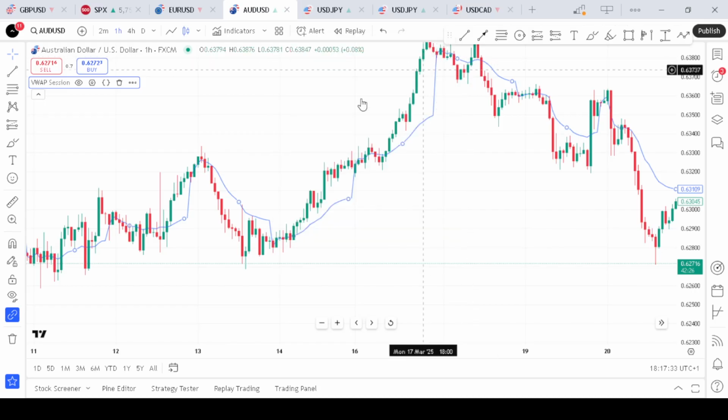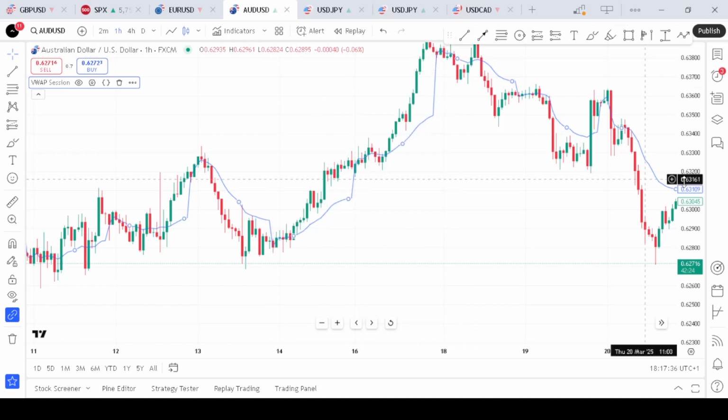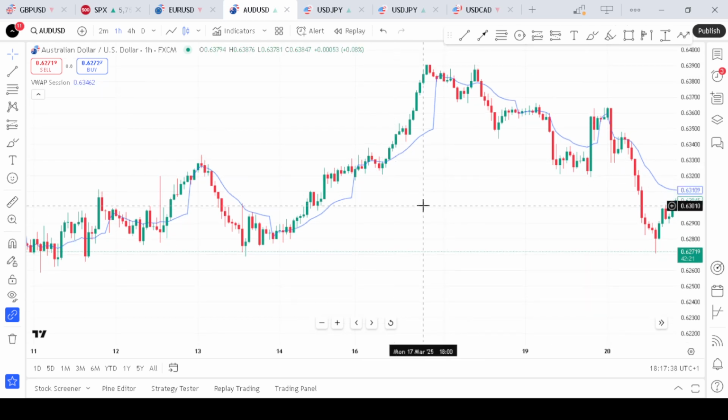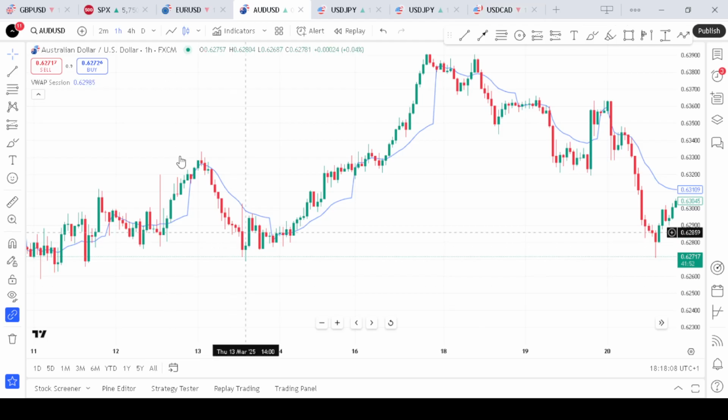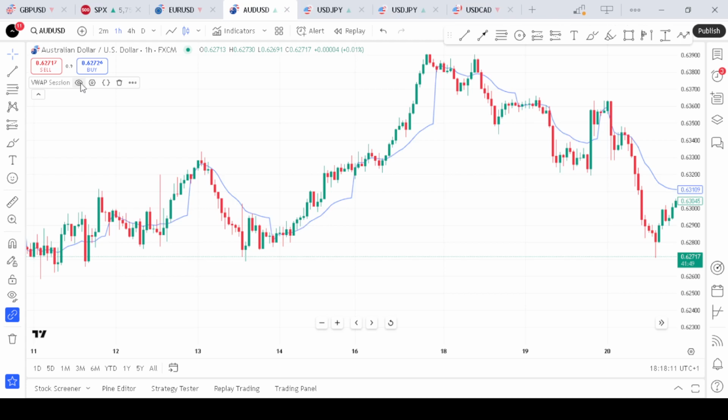So let's see how we can apply the VWAP to our trading strategy. What we are going to be using is the VWAP crossover trading strategy. This strategy offers a straightforward approach to identifying potential trade opportunities across various markets. This method focuses on the interaction between price and the volume weighted average price line, providing a clear signal for entries and exits. To implement this strategy effectively, you would need to add the VWAP indicator to your chart. And you can see I've already added this to my chart.